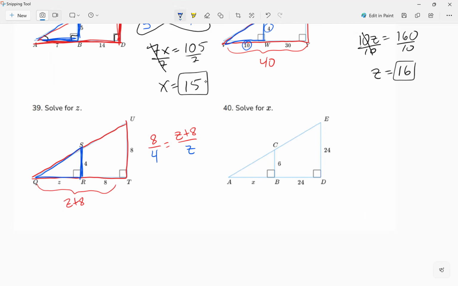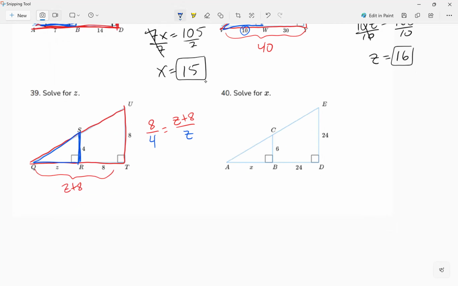You guys would be like, oh man, we have z on both sides. There's two sections that have value z. That's fine, not a big deal. Let me cross multiply. If I cross multiply this way, 8 times z gives me 8z. This is equal to, when I go this way, z plus 8 times 4, which is going to give me 4z plus 32.